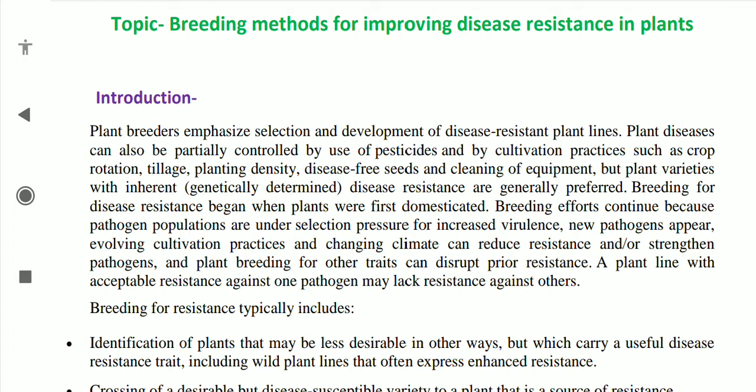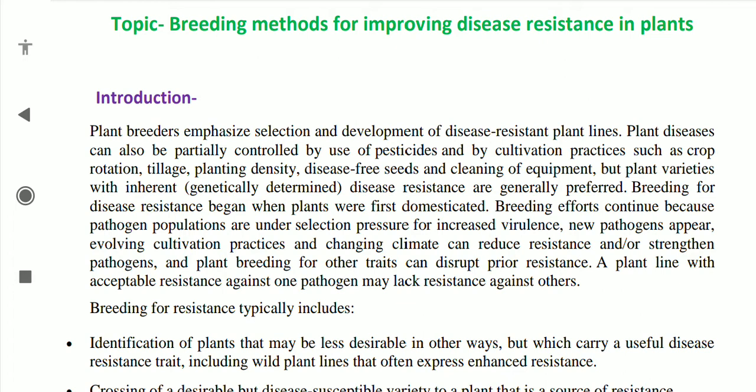Plant diseases can also be primarily controlled by use of pesticides and cultivation practices like crop rotation, planting density, disease free seeds, cleaning of equipment, etc. But plant varieties with inherent disease resistance are generally preferred. Breeding for disease resistance began when plants were first domesticated.